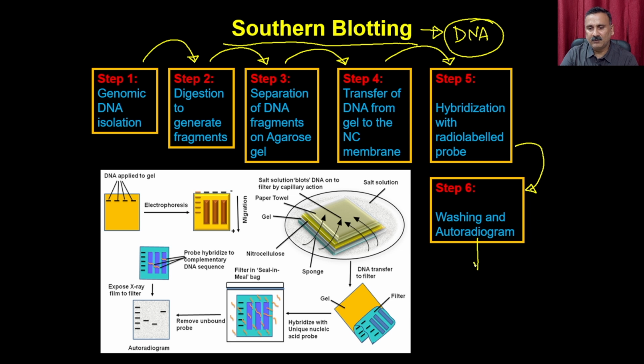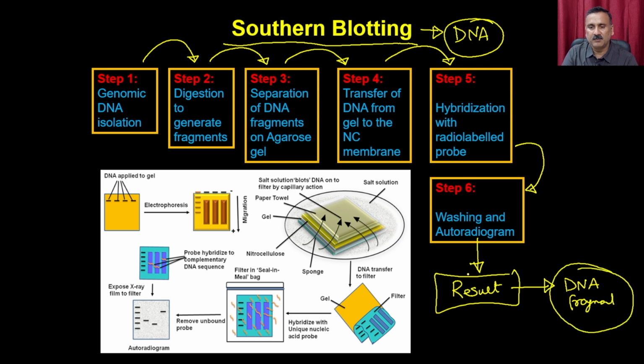At the end of the autoradiogram you are going to get the result, and that result can be interpreted in terms of how many different DNA fragments are present in the genome and how many different copies. So, basically with the help of Southern blotting you can say whether this particular DNA fragment is present in that particular genome or not.